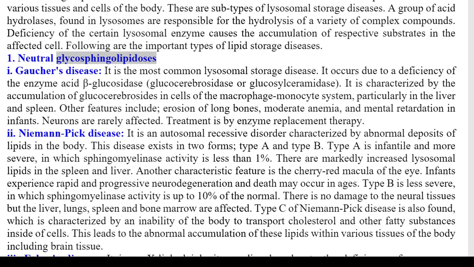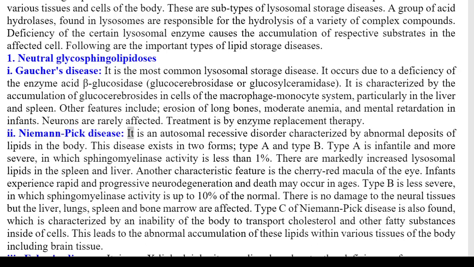1. Neutral glycosphingolipidoses. I. Gaucher's disease. It is the most common lysosomal storage disease. It occurs due to a deficiency of the enzyme acid beta-glucosidase, glucocerebrosidase or glucosylceramidase. It is characterized by the accumulation of glucocerebrosides in cells of the macrophage monocyte system, particularly in the liver and spleen. Other features include erosion of long bones, moderate anemia, and mental retardation in infants. Neurons are rarely affected. Treatment is by enzyme replacement therapy.